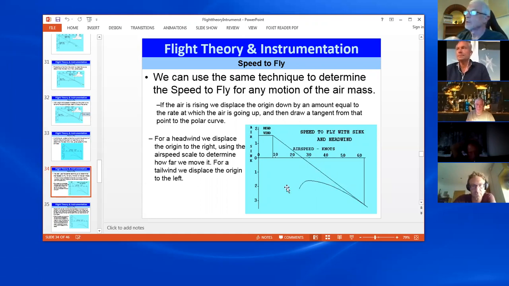Right? So when you get one of these diagrams, they might say you're in sinking air of 2 meters per second in a headwind of 20 knots. What's your best glide? So I'd go up 2, I'd go across 20, and then from this point, from 20, I'd draw a line down so it touches the curve, and I'll find out what my airspeed should be. It's as straightforward as that.